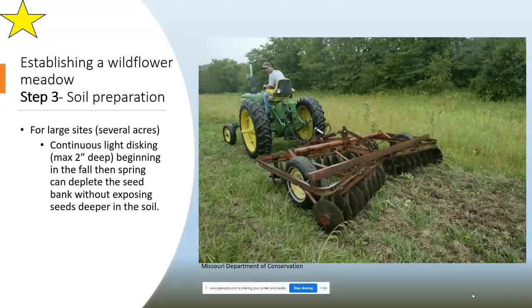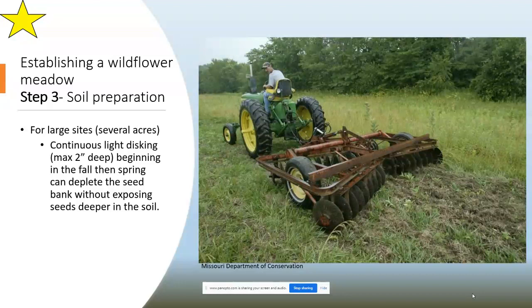For soil preparation, if we're talking about large sites, and I mean several acres, you can continuously light disc the soil. And I'm talking about a maximum of 2 inches deep, beginning in the fall and then spring. This can deplete the weed seed bank without exposing seeds deeper in the soil. So basically, when you light disc, it opens up the soil. Some of those seeds in the top 2 inches of the soil are going to be exposed to the light, water, and newly open bare ground.